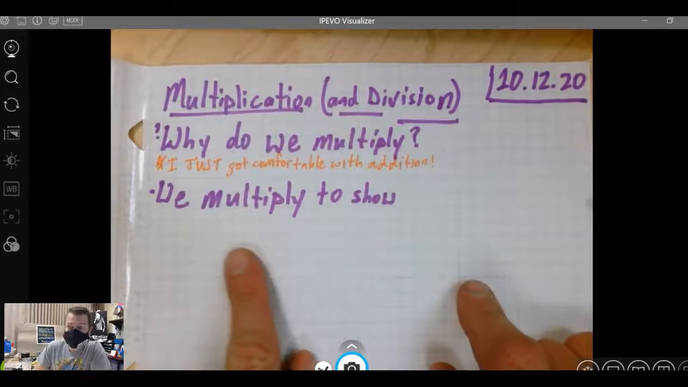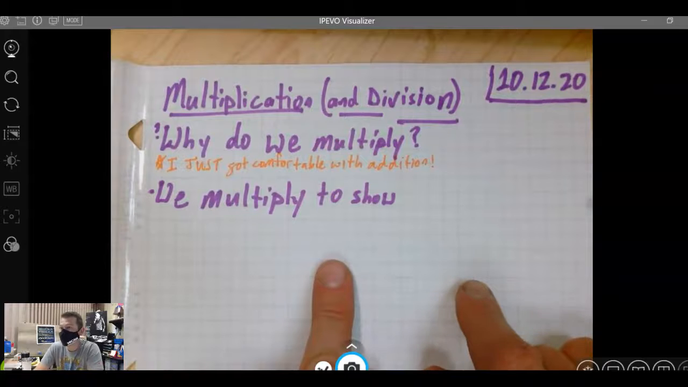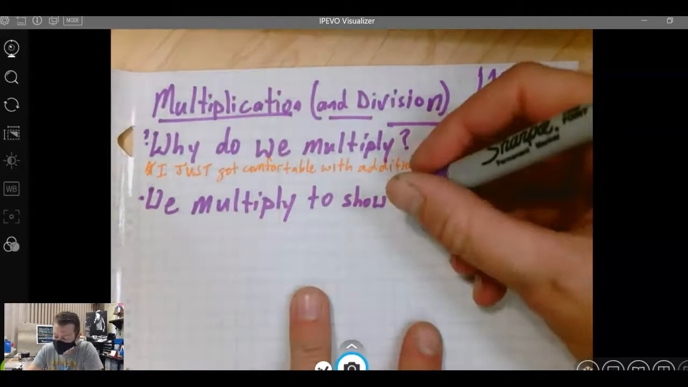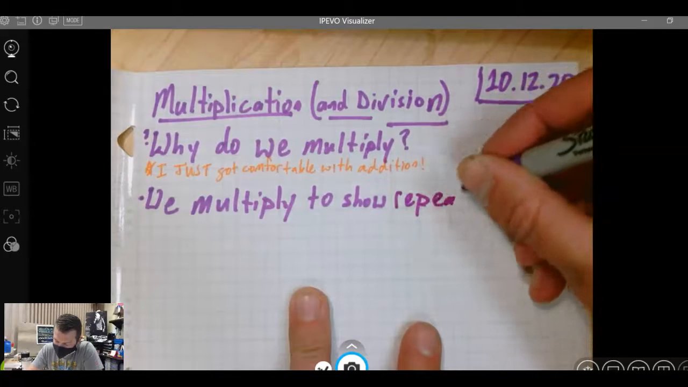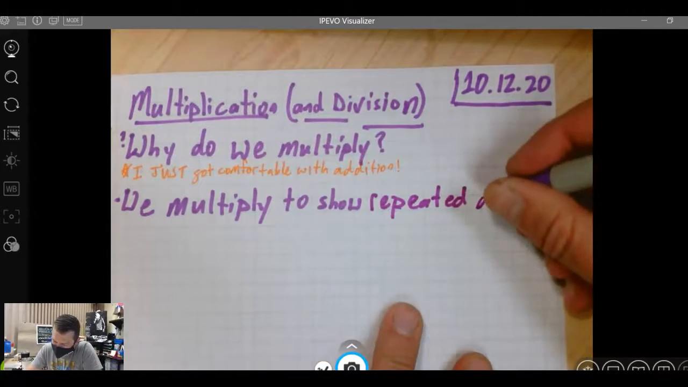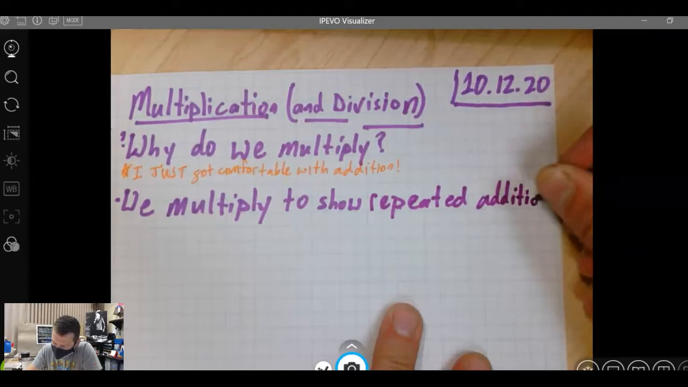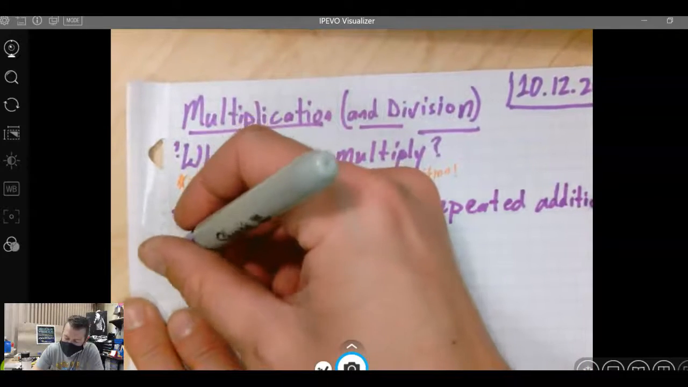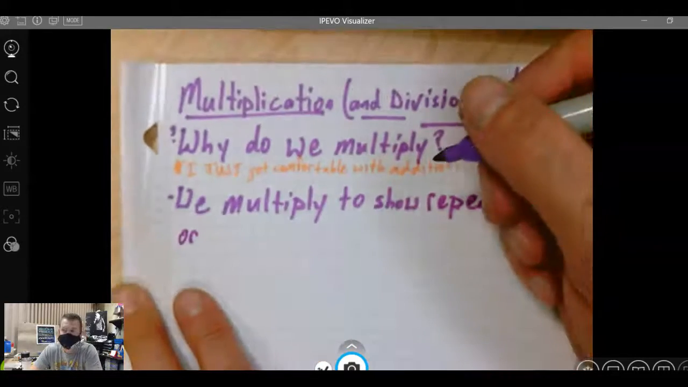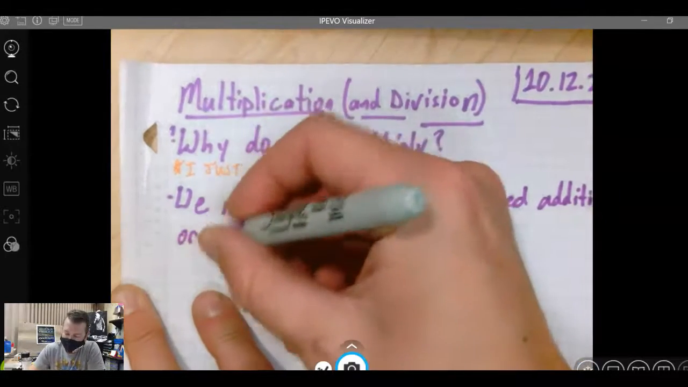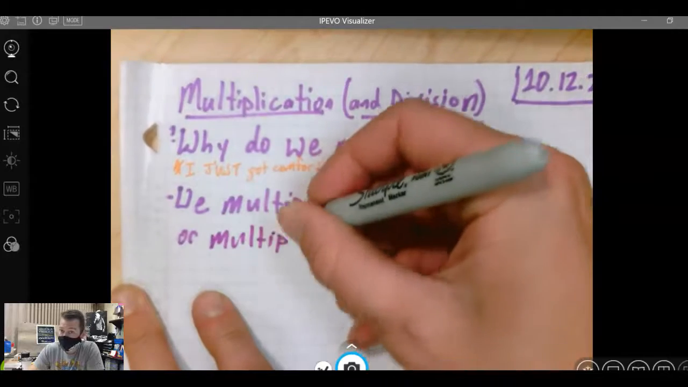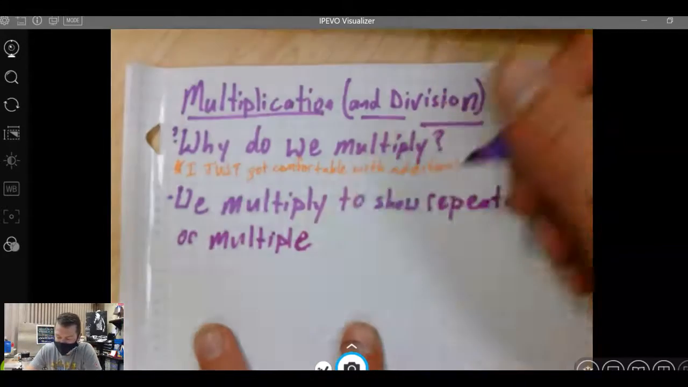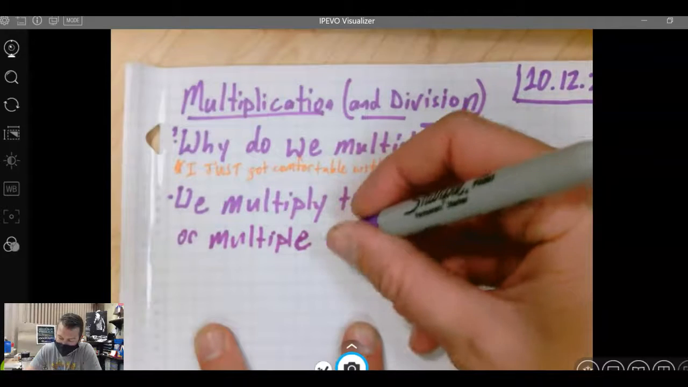Why do we multiply in math? I got you started here. We multiply to show... Yeah, we multiply to show repeated... Yes. Repeated addition. Or we could define it, kind of defining a word with the word. Or multiple... I should see everybody writing this. Or multiple of something.